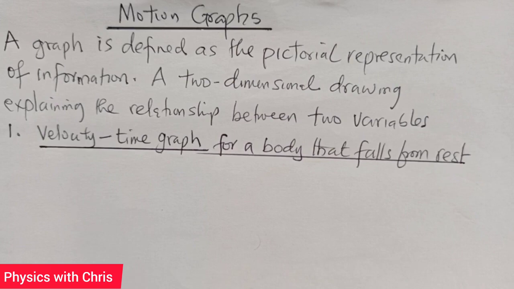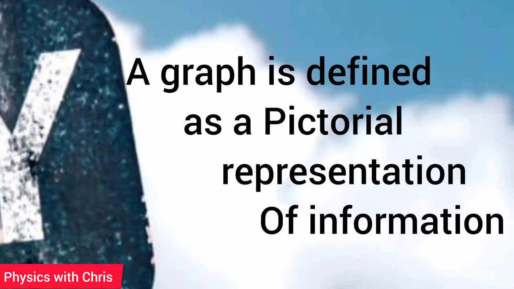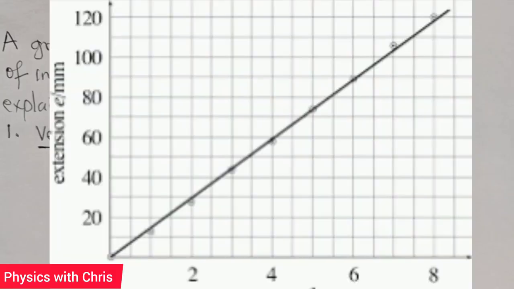A different perspective, and this is looking at it graphically. A graph is defined as a pictorial representation of information. It's a two-dimensional drawing that explains the relationship between two different variables. Usually we call these variables the dependent and independent. Dependent variable is always plotted on the y-axis, while the independent variable is represented on the x-axis.